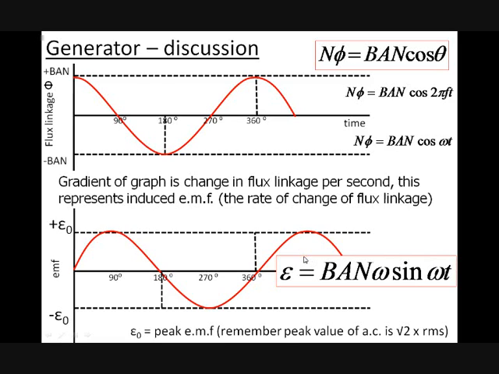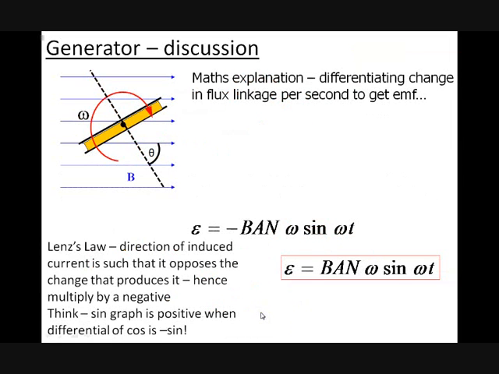And what I've tried to show you is that this equation comes from the fact that the flux linkage looks like this, and the gradient of this is the rate of change of flux linkage, which gives us this graph, and although it should be negative, we'll deal with that now.